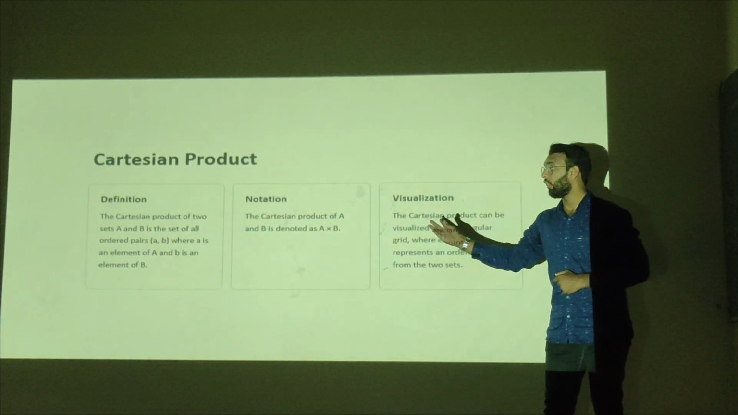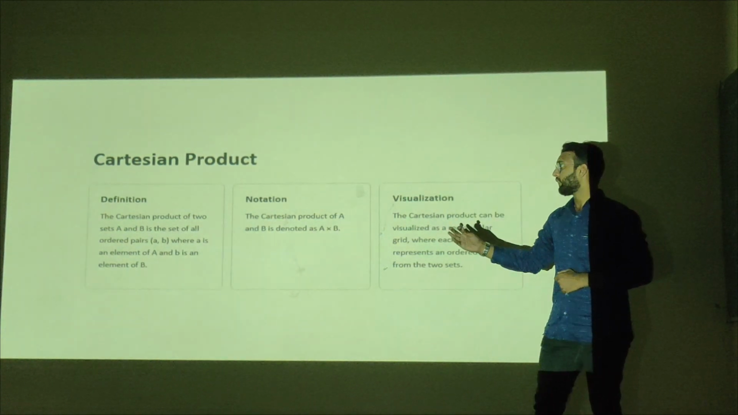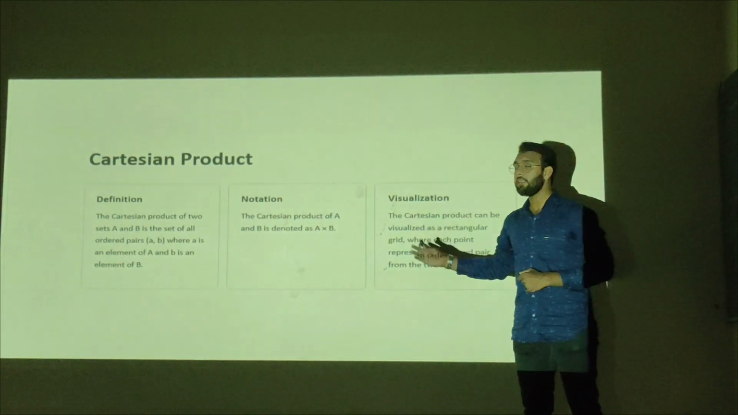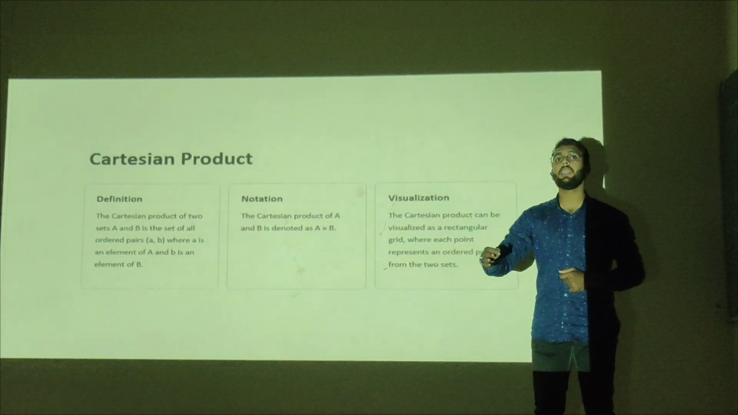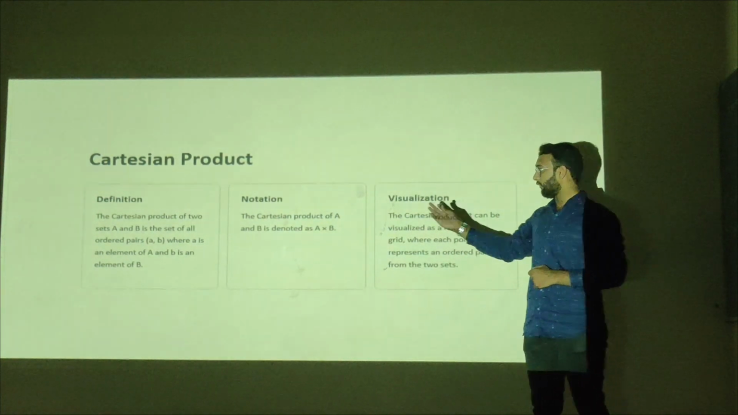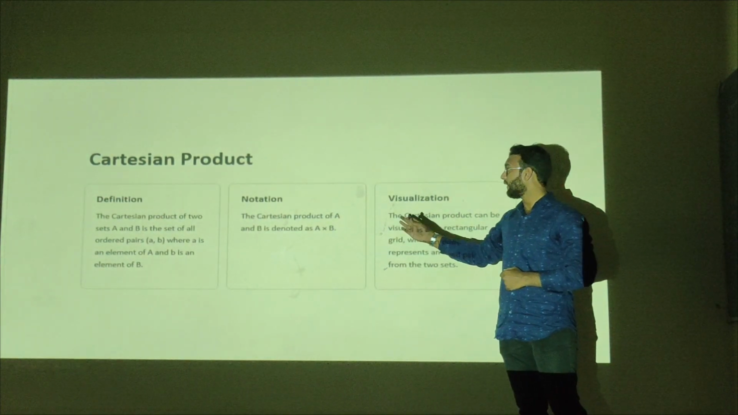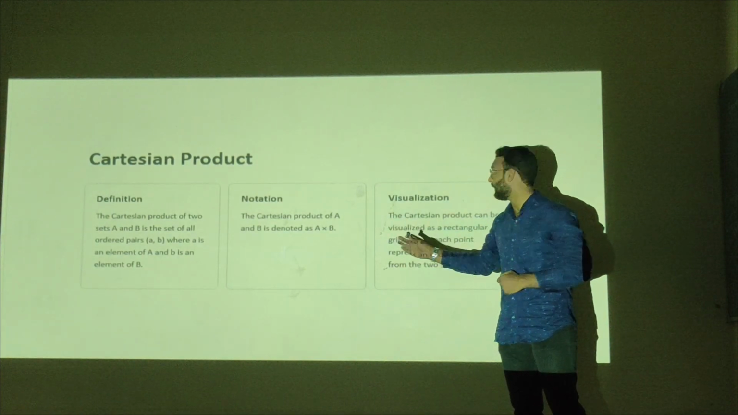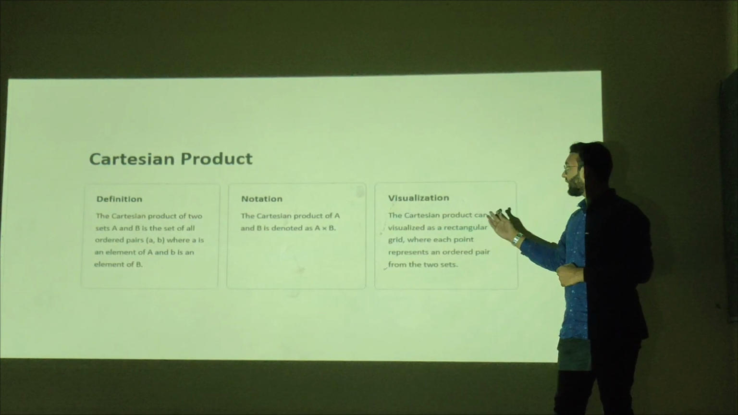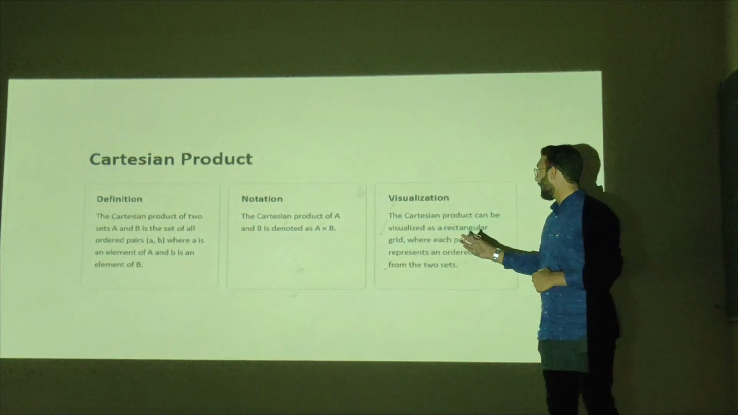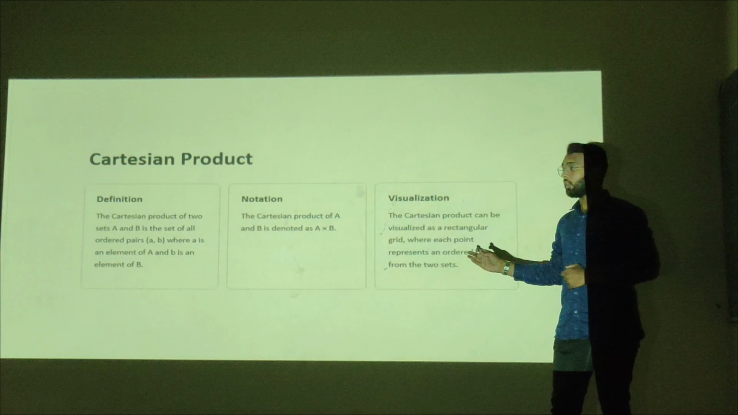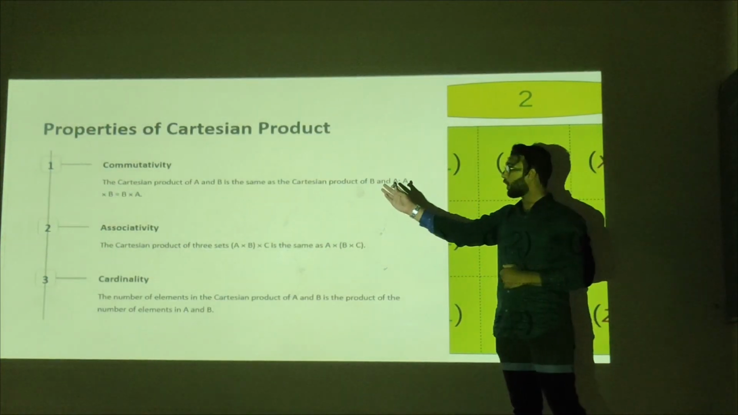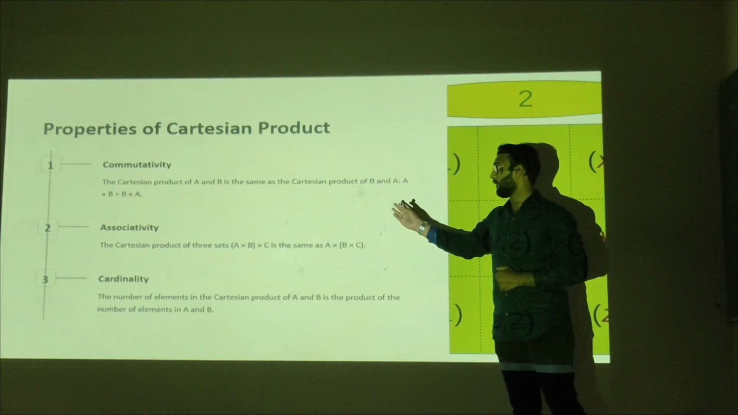The Cartesian product of two sets A and B is the set of all ordered pairs (a, b), where a is an element of A and b is an element of B. The notation for representing the Cartesian product is A × B for a set A and a set B. In visualization, the Cartesian product can be visualized as a rectangular grid where each point represents an ordered pair from the two sets. Now we will talk about the properties of the Cartesian product.